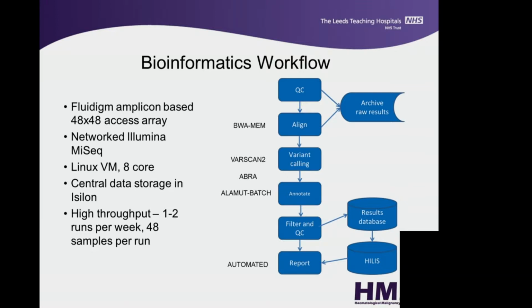Again, raw data, FASTQ files, BAM files are all stored offline. They're stored in a facility in Harrogate, an NHS facility, on this Isilon server. Again, all our samples are reported by our in-house database, and this has now got 8,000 samples on there, something like 16,000 individual variants. Again, this, in combination with our HILIS LIMS system, generates a patient-specific report, which is attached directly to the HILIS report.